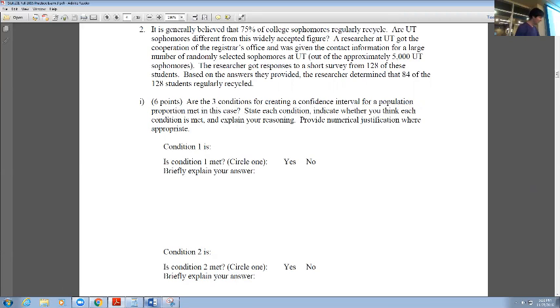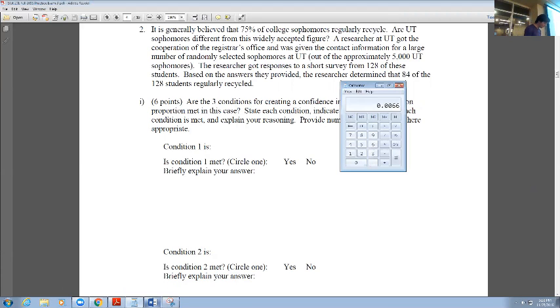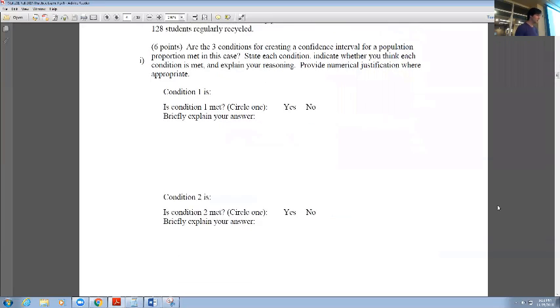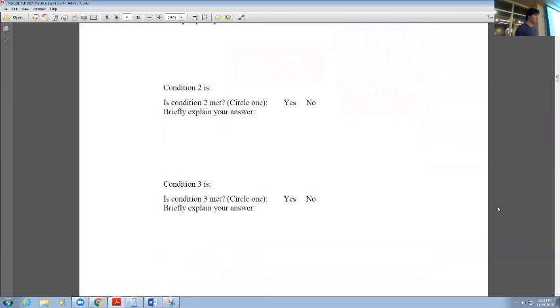2.66%. Use a calculator. Let's see it. I think it's 2.66. 128 divided by 5,000. And it's 2.56. My brain's a little slow today, but 2.56%. So that's way less than 10%.